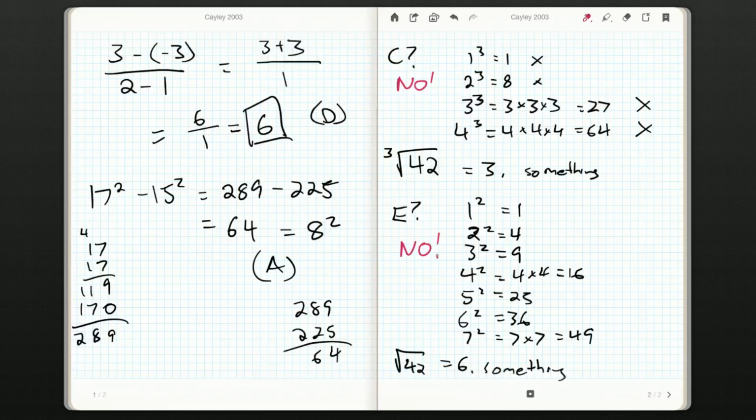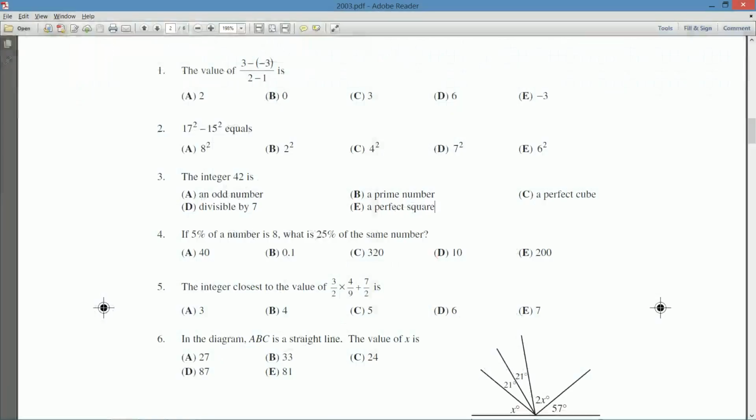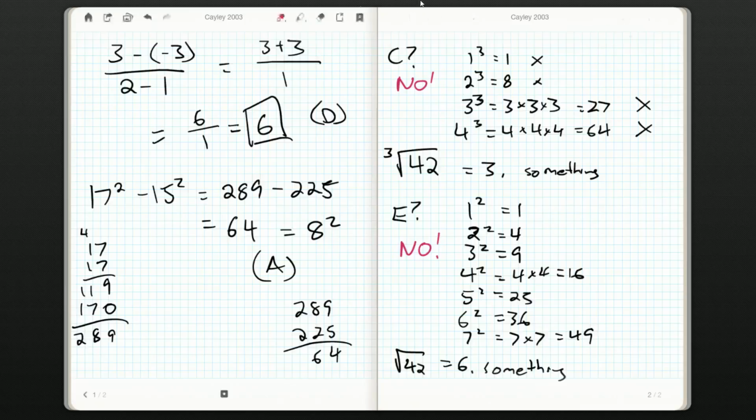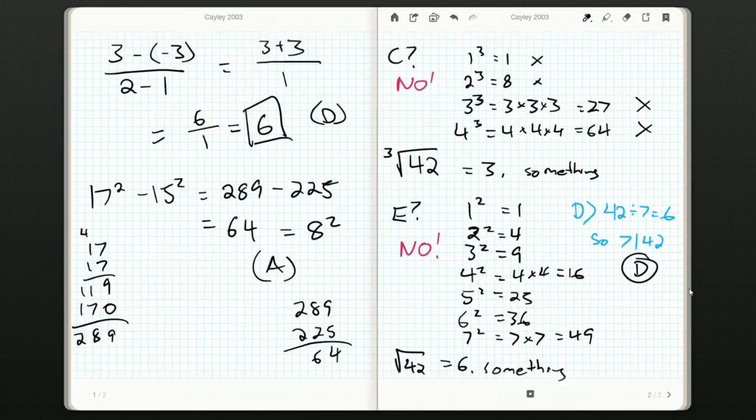And I've ruled out everything except D. So D should definitely be my answer, divisible by 7. But of course, I can either use long division or grab my calculator and say, well, 42 divided by 7, oh, that's 6. I did get a nice integer out. So it is divisible by 7. So 7 divides 42. And our answer is going to be D.